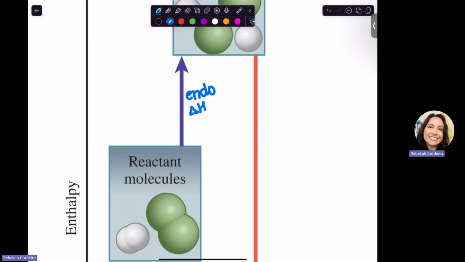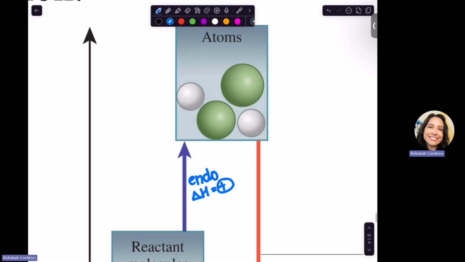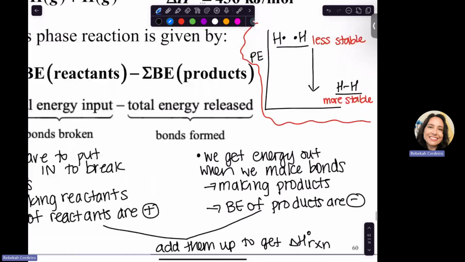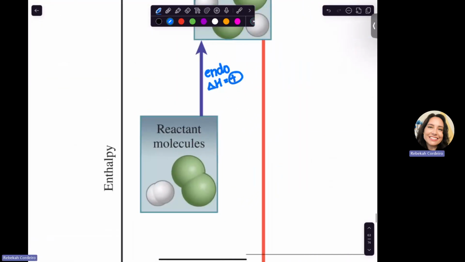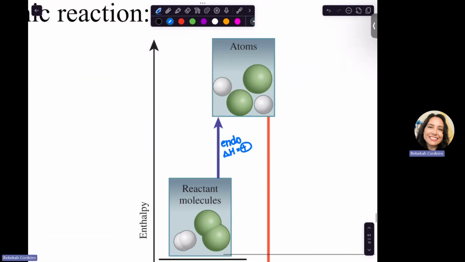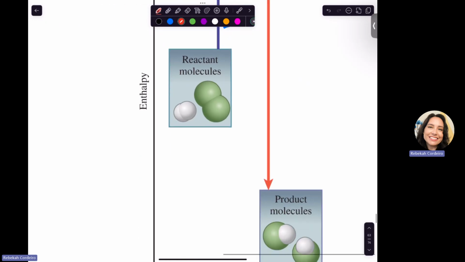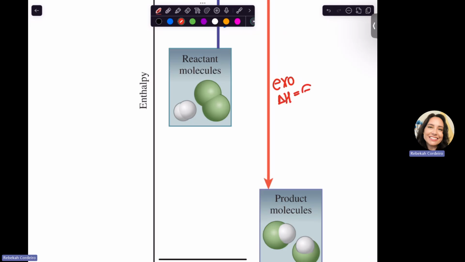So delta H here is positive. So the change in the enthalpy for that part is positive. Then you get your atoms just separated. Now that's very unstable. We just talked about how atoms are very unstable. When they're bonded, they're more stable. Then, if our products are more stable than the reactants, we're going to lose energy even past the reactants. So this is exothermic. Delta H would be negative.